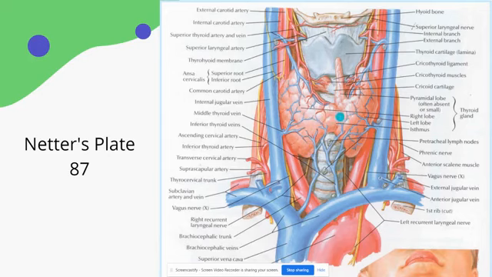Some people will also have this pyramidal lobe, which is a finger-like projection that will extend upward from the isthmus, usually just left of the midline. And this is really just a remnant of embryological development.